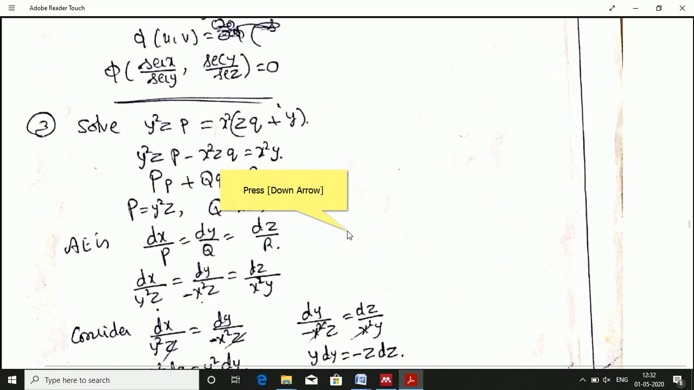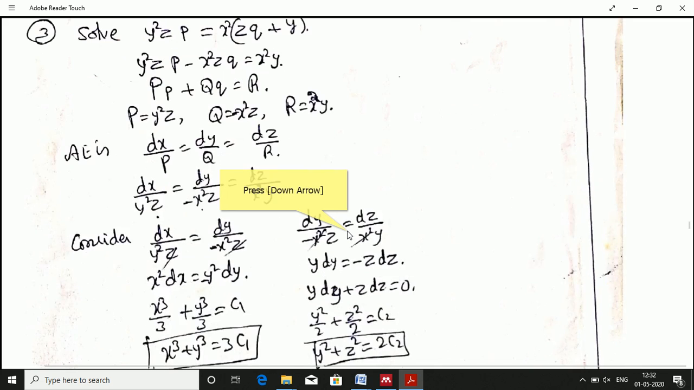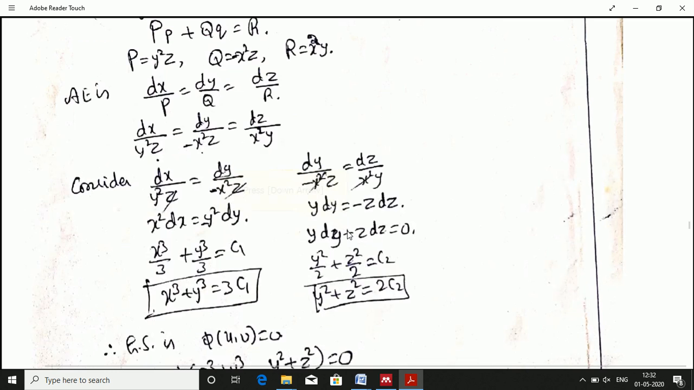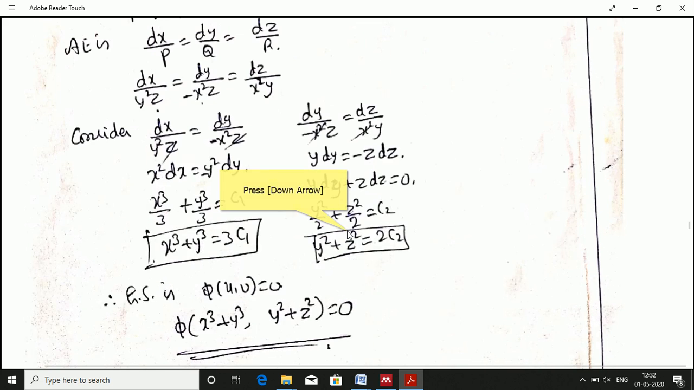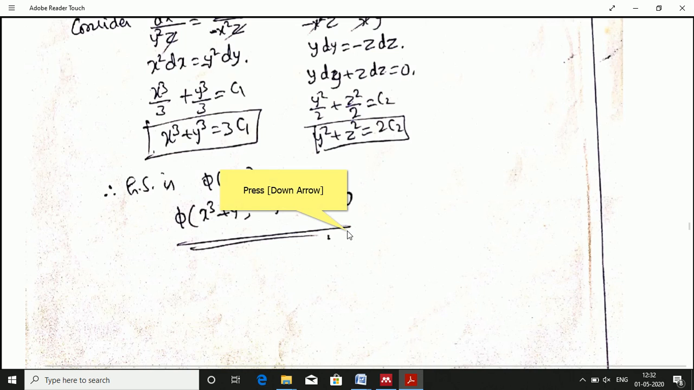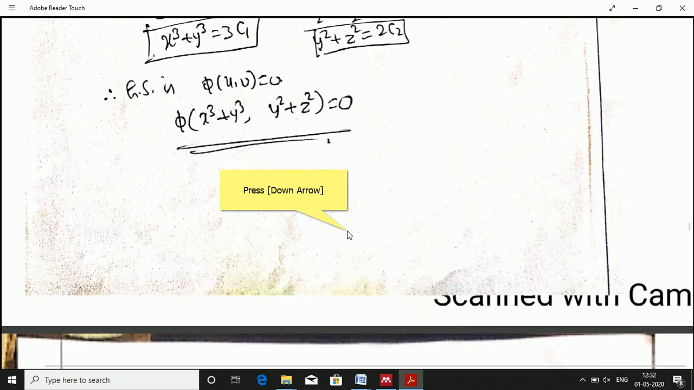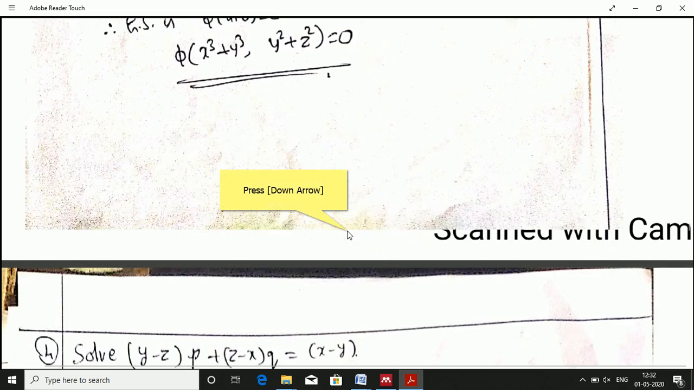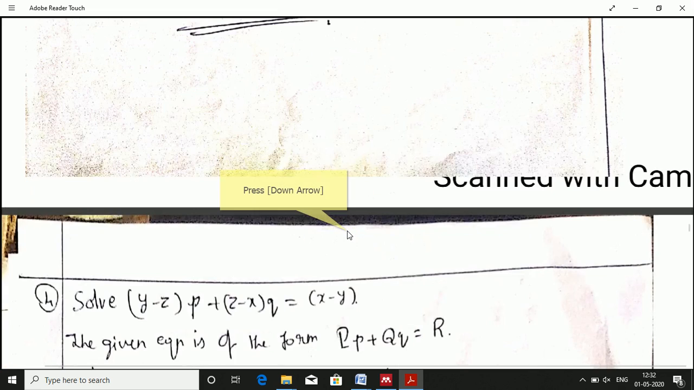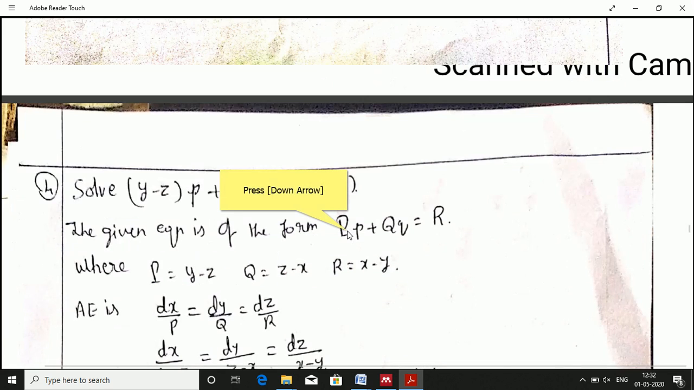One more problem, I'll explain to you. Solve.